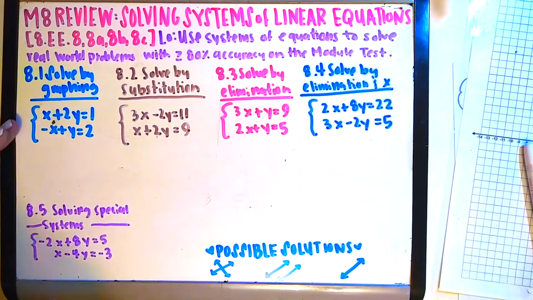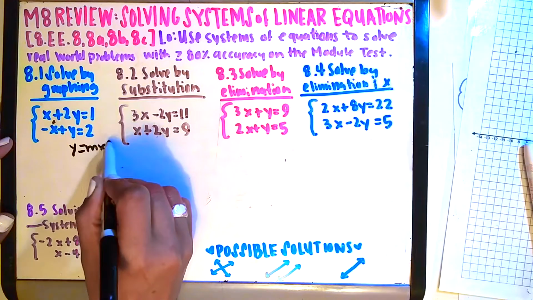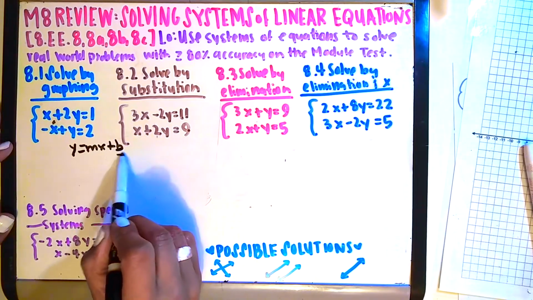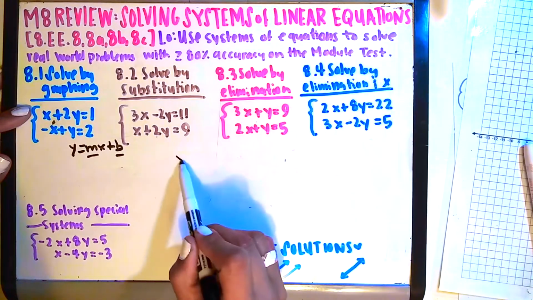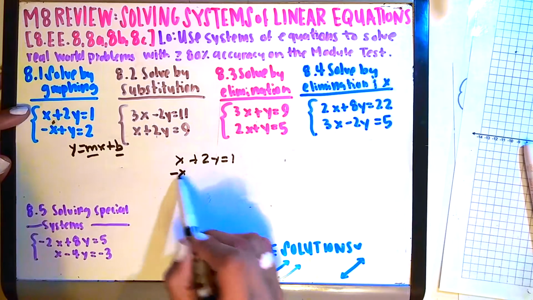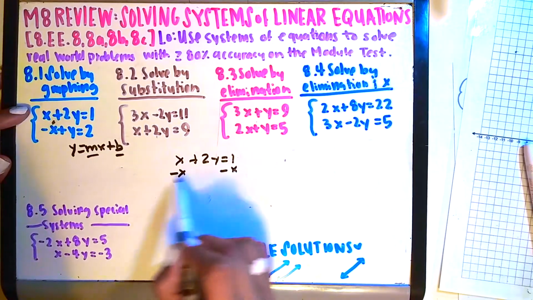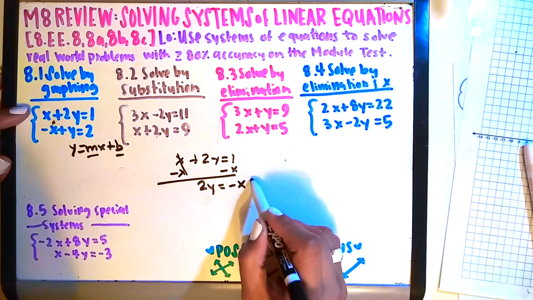This one is by graphing, so I'm going to get it to the form of y equals mx plus b, so I can graph it with my initial point and then my slope. So the first one, let me work with that one. I have x plus 2y equals 1. I have to move the x to the other side because I want to get y on just one side. So then I have 2y equals negative x plus 1.